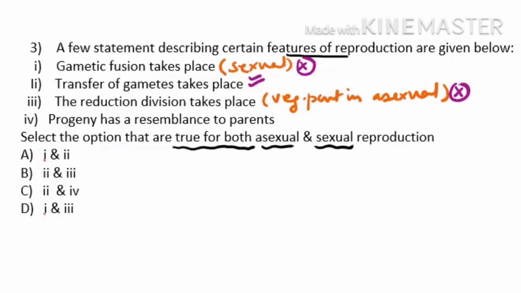But progeny has a resemblance to parents. Yes, you can take this, because in case of asexual it is 100% resemblance, but in case of sexual also, it will resemble the parents. You can't say it totally changes. Resemblance will be there. Variations are there, but you can't rule out the resemblance also. So both 2 and 4 are correct, so the answer will go to the third option.